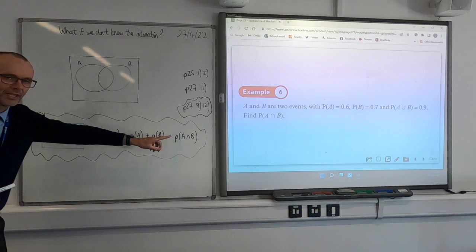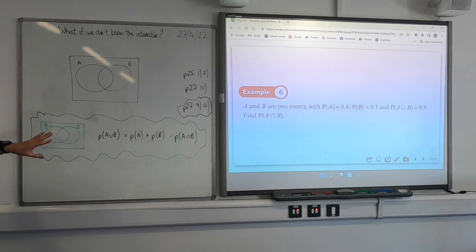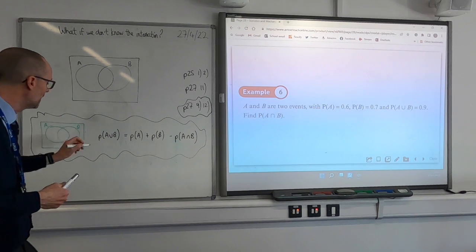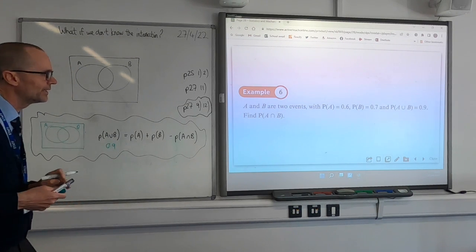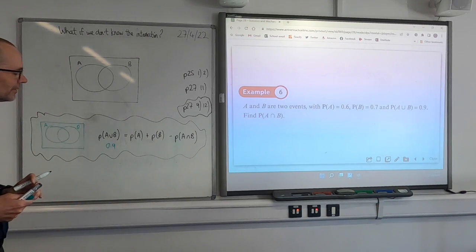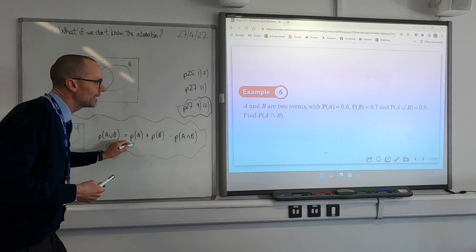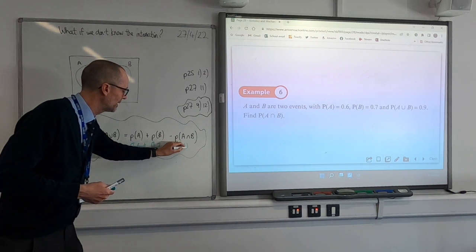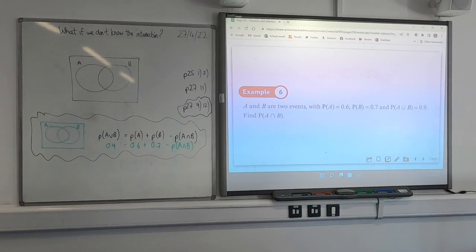And that rule is a statement of what we can see from the picture: the total area of A and B is equal to the A circle plus the B circle, but that means I've counted that bit in the middle twice, so I have to take that away. So if we apply that to this problem, we've got 0.9 is A union B, A is 0.6, B is 0.7, and the intersection is the bit that we don't know.